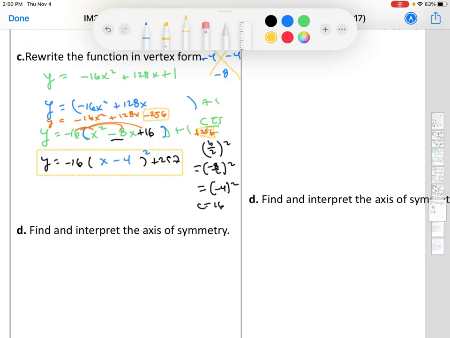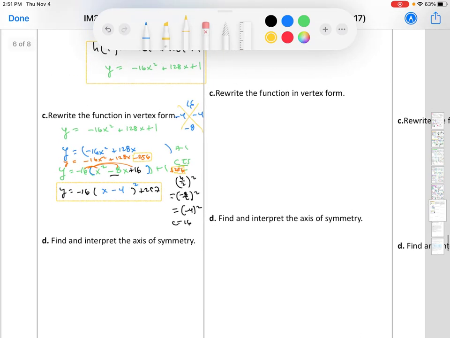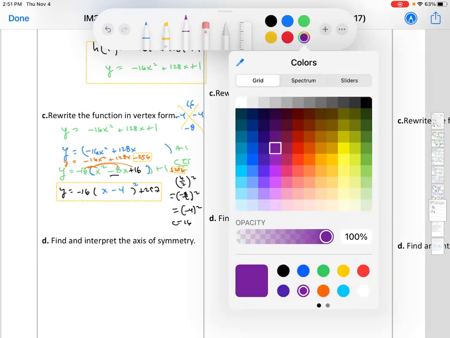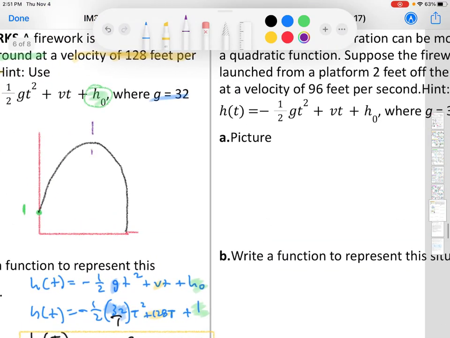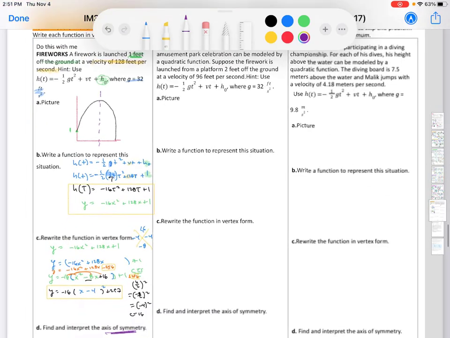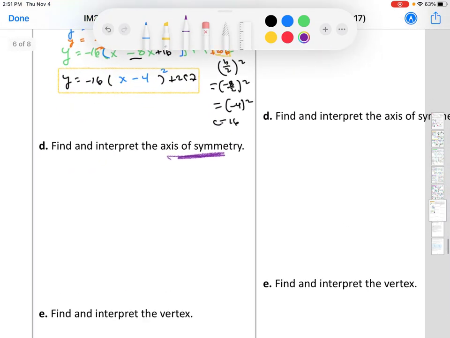Find and interpret the axis of symmetry. Okay, so if you draw a picture, let's use a color we haven't really used. Let's use purple. The axis of symmetry is here. And what do you notice? It's going to divide it into two halves. Let's write that. The AOS, axis of symmetry, divides the parabola in half.